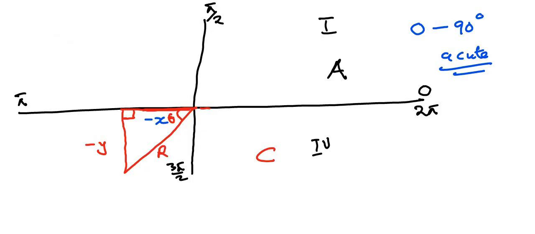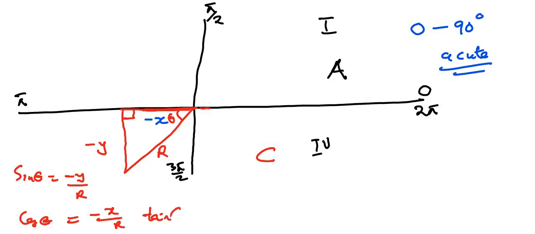Let me write it here. According to our third quadrant, sine theta is equal to opposite, negative y, over hypotenuse, which is r, so it's negative. Cos is adjacent, negative x, over the hypotenuse, which is r. Then tan is the only one that will be positive, because tan is opposite over adjacent, so negative and negative becomes positive. So please take note.